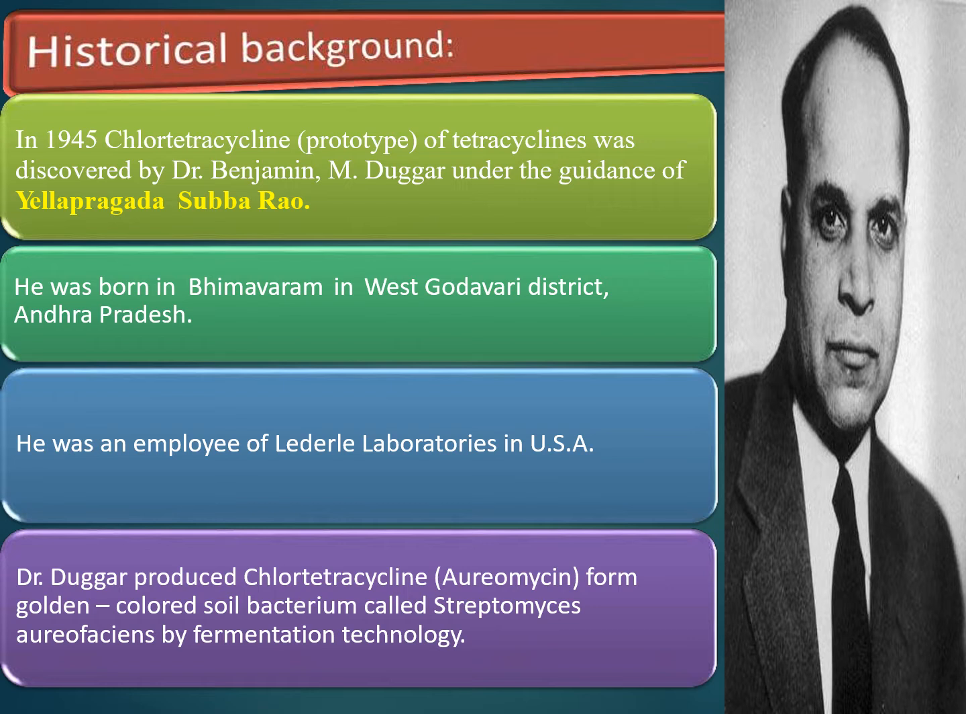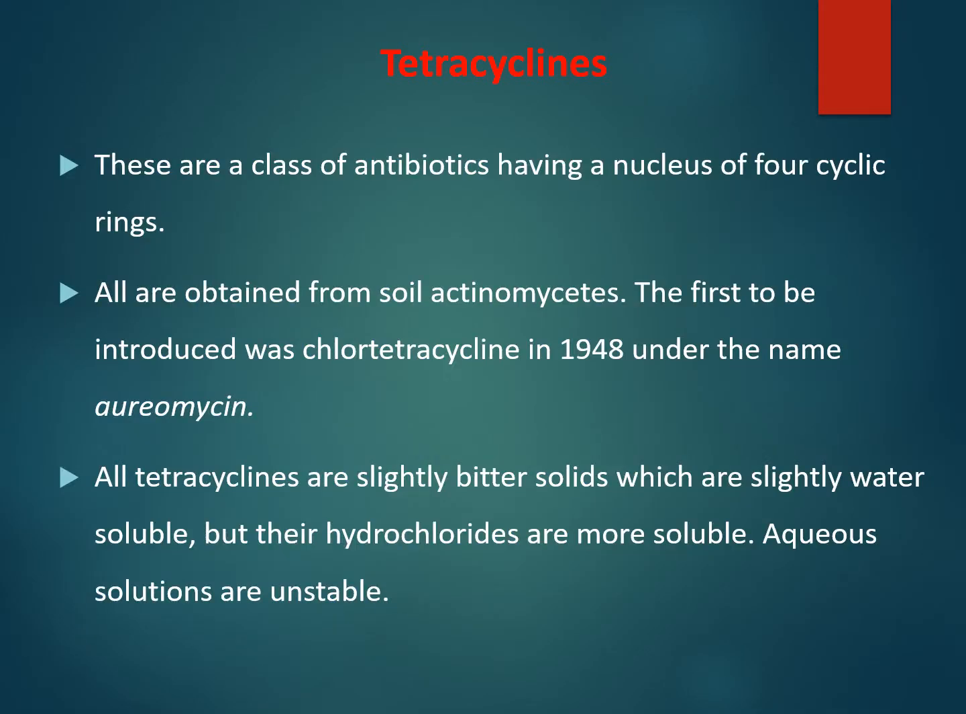When it comes to the history, you all know this guy is a great scientist, Pragada Subbarao. He belongs to Andhra Pradesh, and he is the man behind the development of tetracyclines. So tetracyclines are a class of antibiotics. As I told you, they have a nucleus of four cyclic rings, and these are obtained from soil actinomycetes.